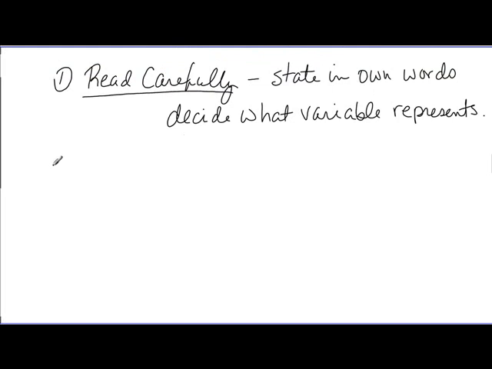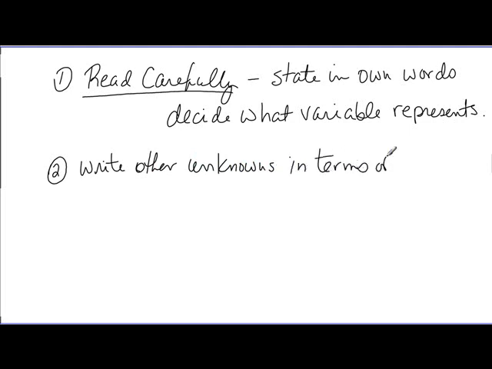The second step, you want to write any other unknown quantities in terms of your variable. So in many problems, there's more than one thing that you don't have an exact value for. You choose which one the variable is going to be representing, and then you have to translate the other unknowns into phrases in terms of that variable.